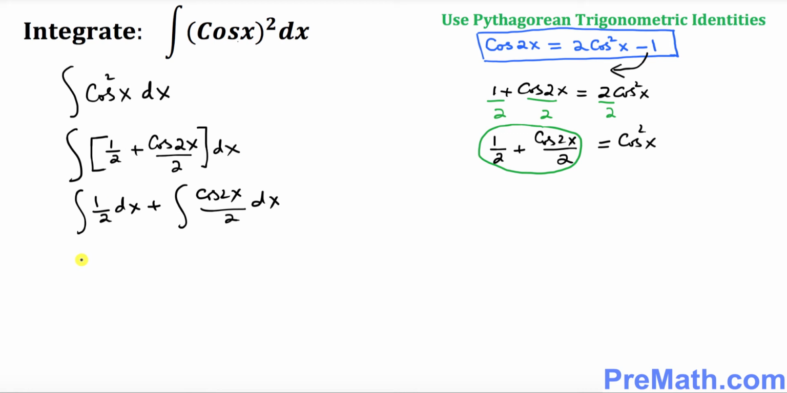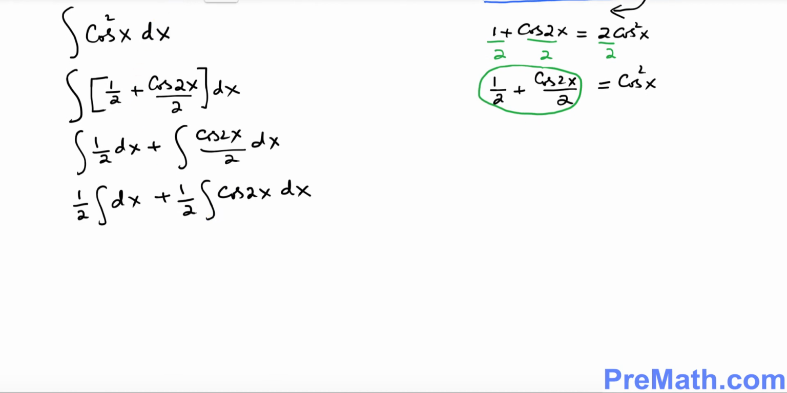Now this constant 1 over 2, you can bring it outside. You can write 1 over 2 outside, integral of dx, plus 1 over 2 outside, integral of cosine of 2x dx. Now the next thing we're going to do is, what is the integral of dx, which is simply x. I can write 1 over 2 times x plus 1 over 2. So let's take care of this one over here. We're going to be taking care of the integral of this part over here.